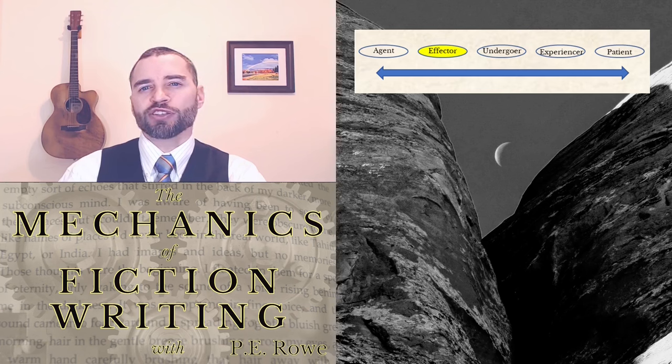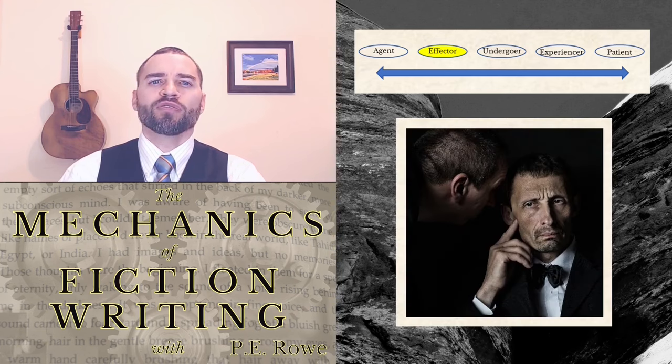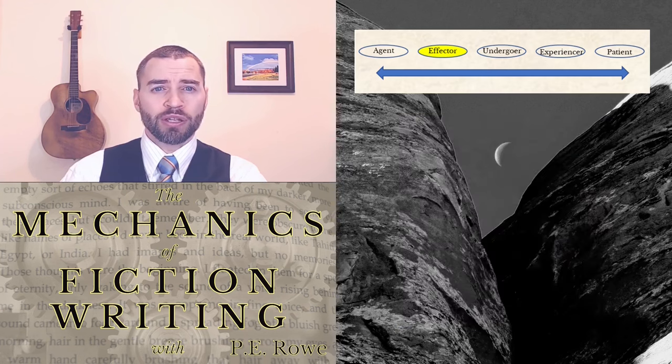The effector. One step down from the agent is the effector. You could think of this character as the shot caller, the one who affects change in the story world. Think Don Corleone in The Godfather. Don Vito doesn't pull the trigger, but he tells the man who does who to whack and when to do it. Presidents, CEOs, generals, and bosses change the story world through the use of sub-agents who do their bidding for them.